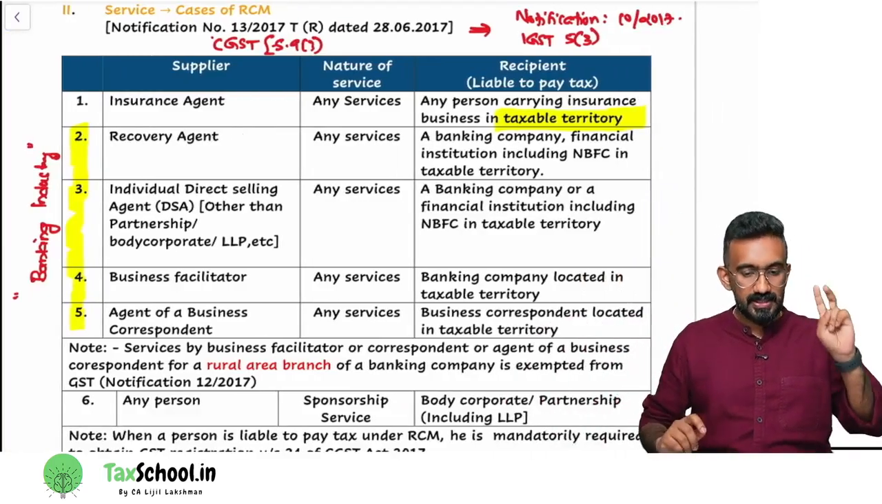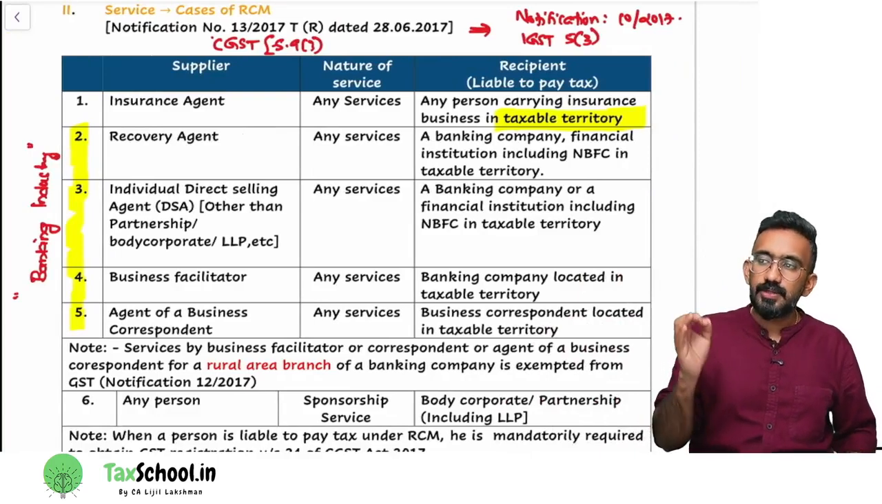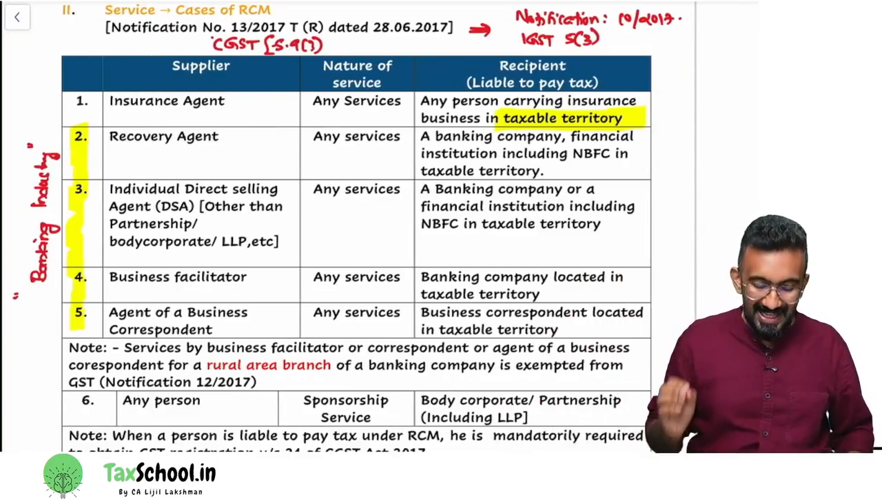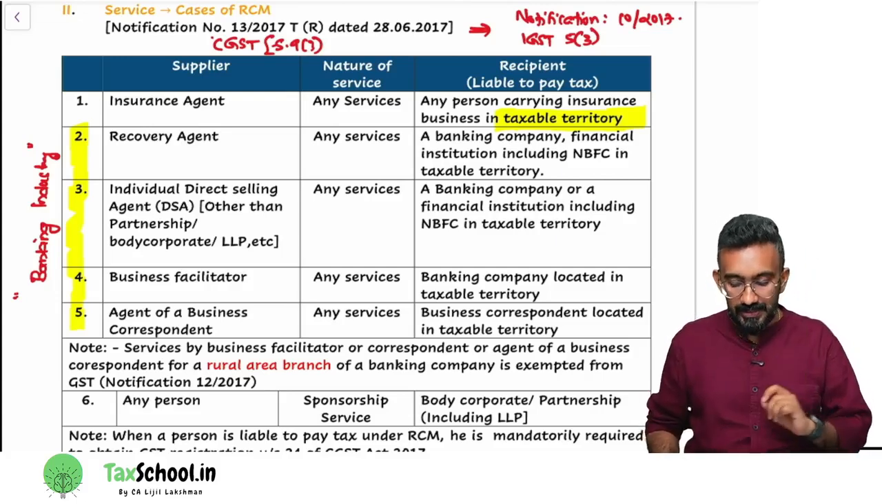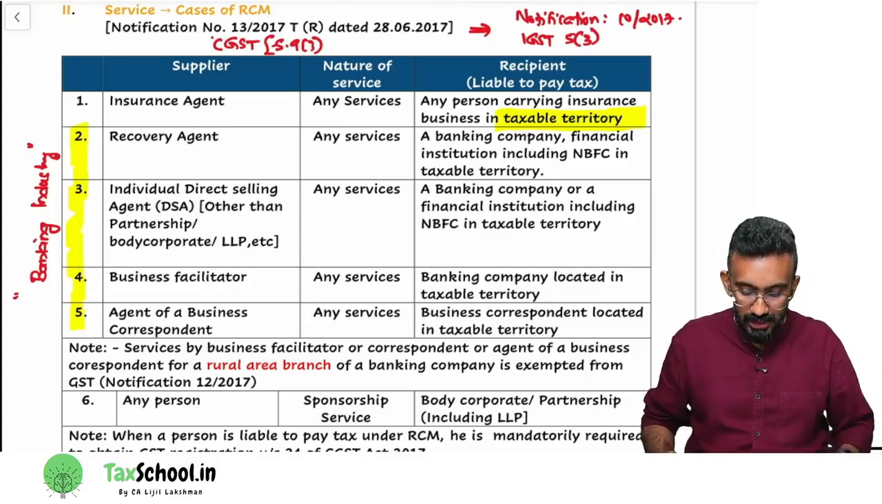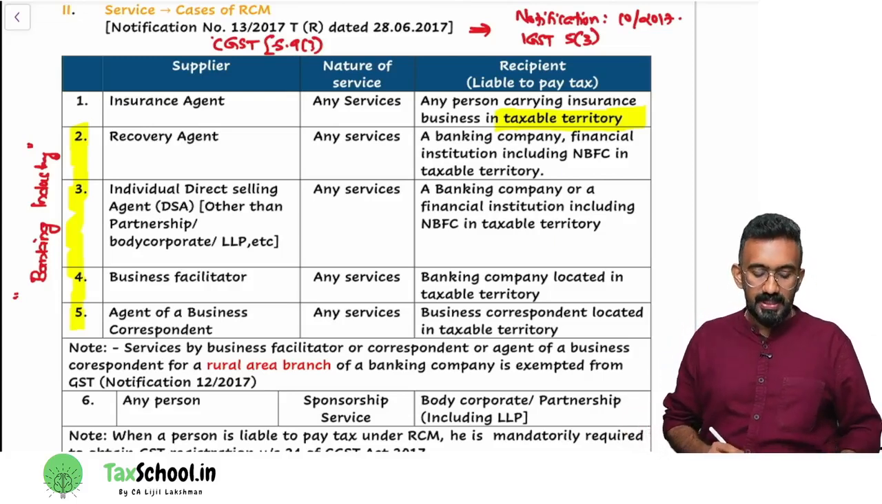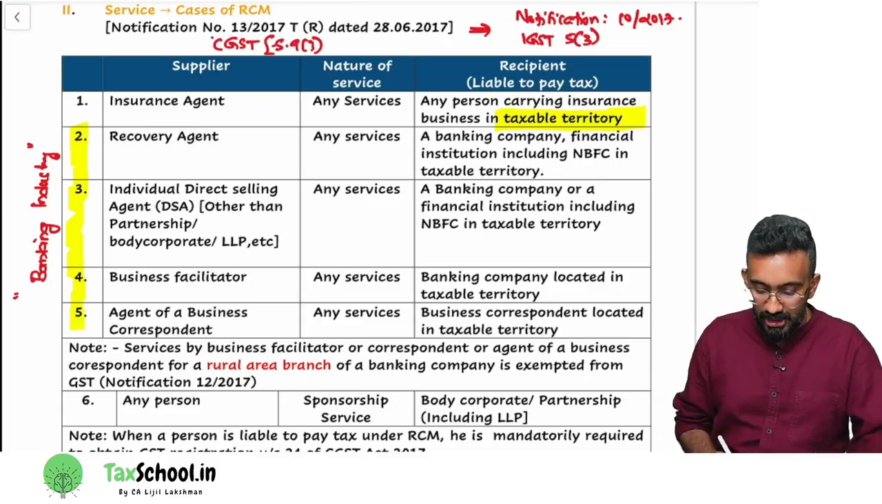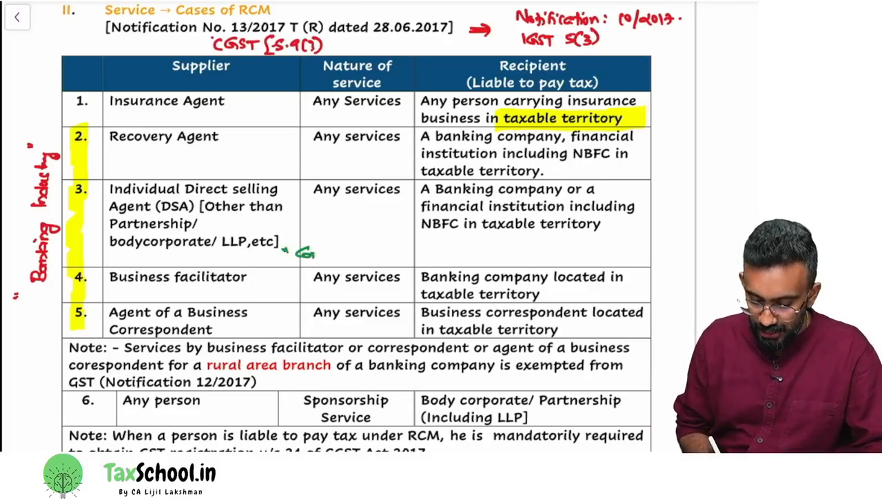So first case and second case are over. Now I'm going into the third case. Individual direct selling agent, other than partnership, body corporate, LLP, etc. They provide a service to a banking company, financial institution, including NBFC, in taxable territories under RCM. You tell me, is it a general RCM or a conditional RCM? It is a conditional RCM.